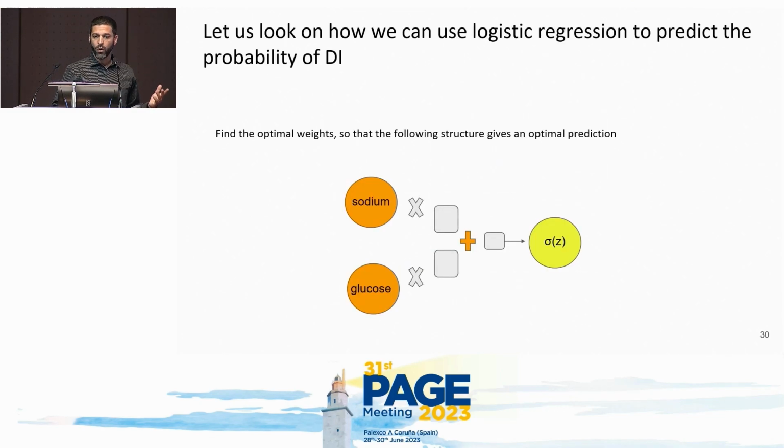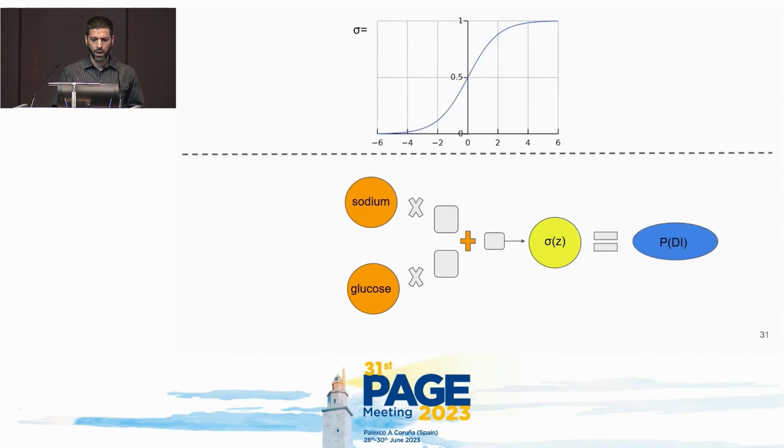So if we look at how we can use logistic regression to predict the probability of DI, we take, just for example, 2 parameters, 2 covariates here, sodium and glucose. We could take more. And then we multiply the sodium times a number, the glucose times a number, we add something to it, and we put a sigmoid on it. This is logistic regression. And we get from this the probability of DI.